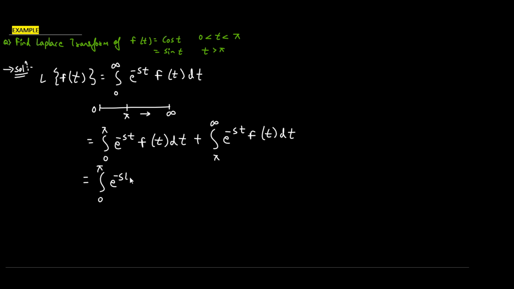Integration 0 to pi e raised to minus st cos t dt, plus integration pi to infinity e raised to minus st, where f of t is sin t, dt.